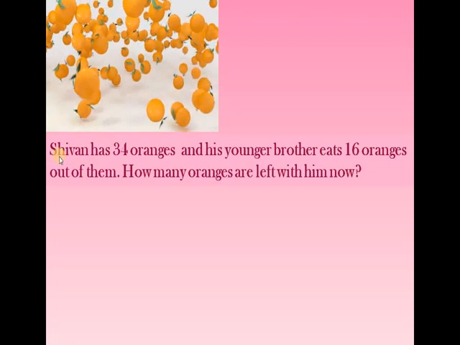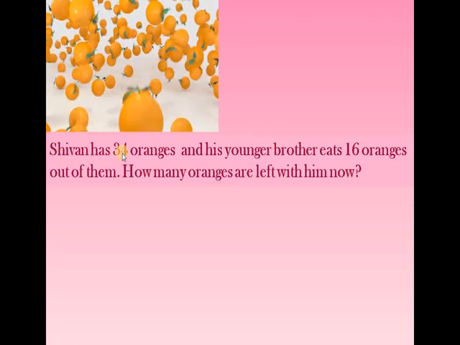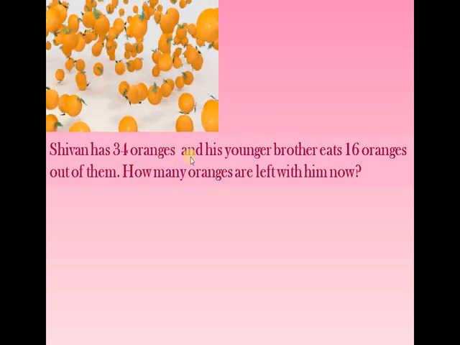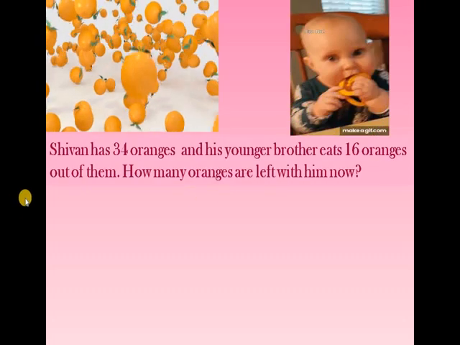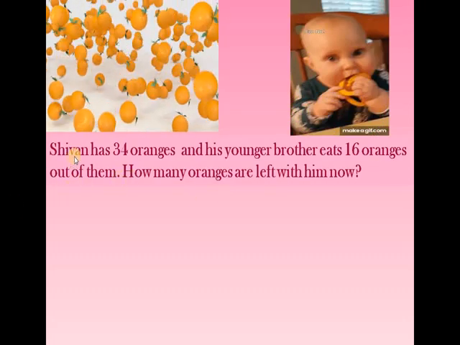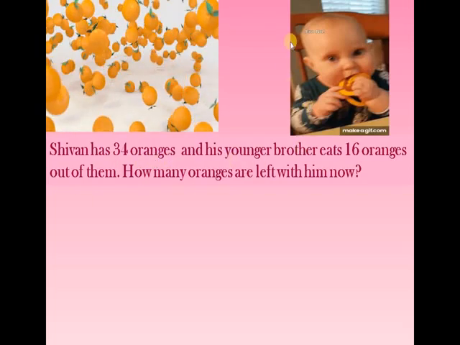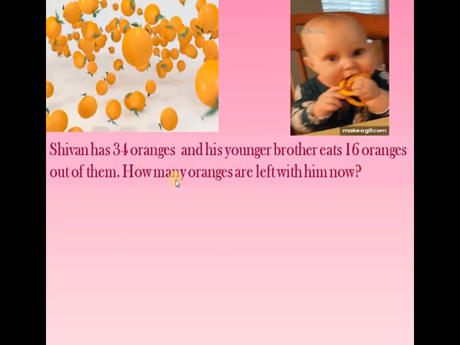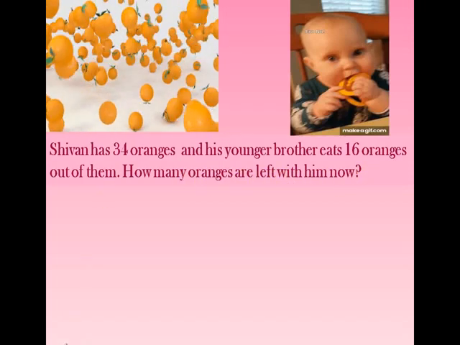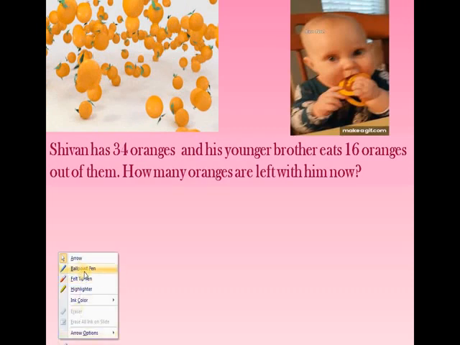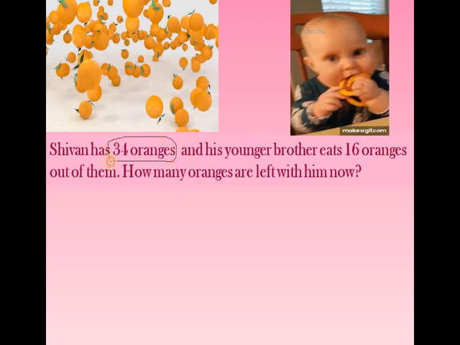Wow, so many oranges. Shivan has 34 oranges and his younger brother eats 16 oranges out of them. How many oranges are left with Shivan now? So I'm going to circle this, 34 oranges which we have to write down, and 16 oranges, which were eaten by his brother.